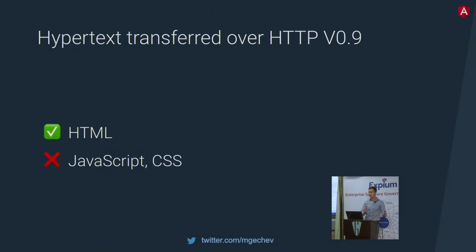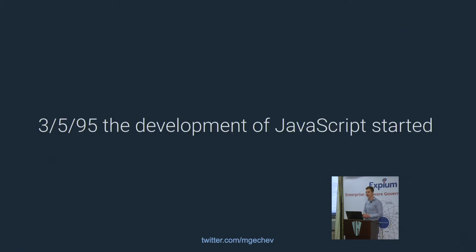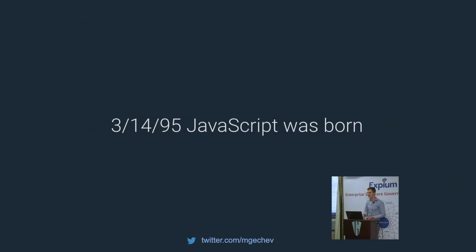Back then, we had HTML. We didn't have JavaScript or CSS. And at some point, in order to stay competitive, the web browsers decided to introduce some level of interactivity. And on the 5th of March, 1995, they decided to start developing JavaScript. Brendan Eich was the one who was responsible for doing that. And basically, that was going to shape the future of the web. About 9 days later, he was done with the development of JavaScript. And we're kind of still trying to fix it today.